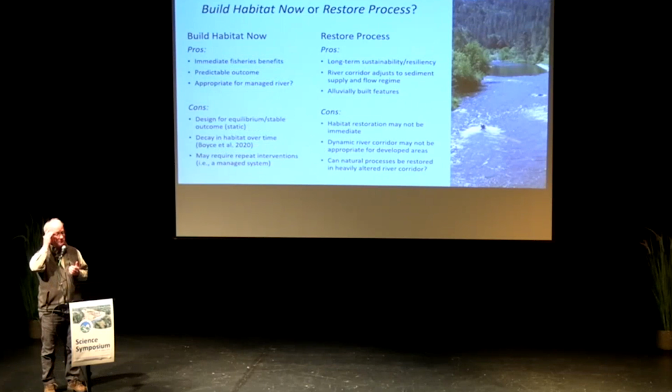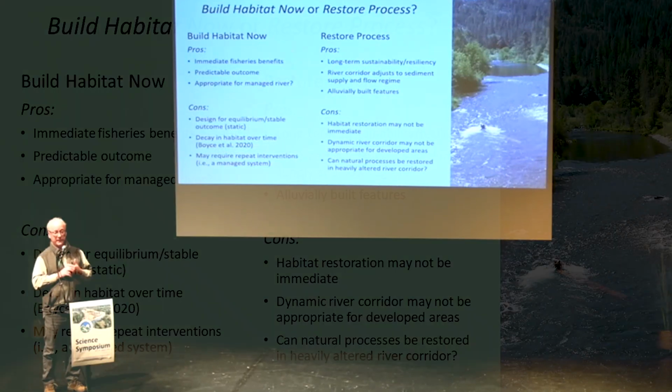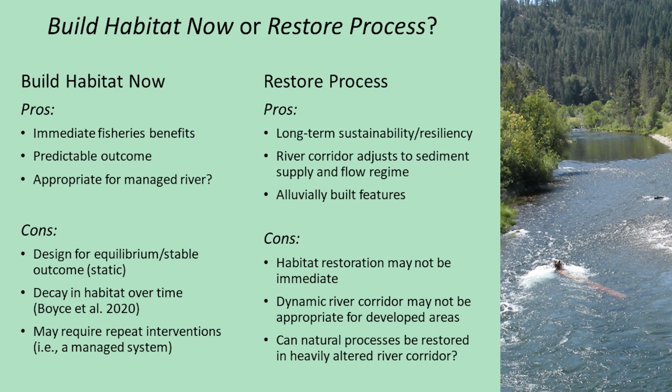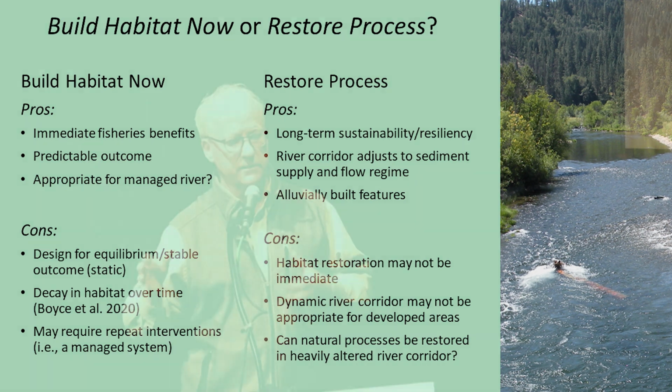So where I wanted to end up is getting back to this question of building habitat now or restoring process. And I have to say that many of the people I work with are probably biased towards restoring process. The idea that the best way for a river to restore itself is to use the processes of the river to reestablish or reshape the river so that the processes that form the river are active and form the types of river that we want.